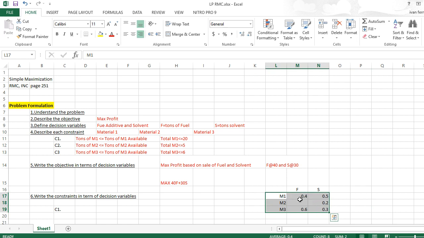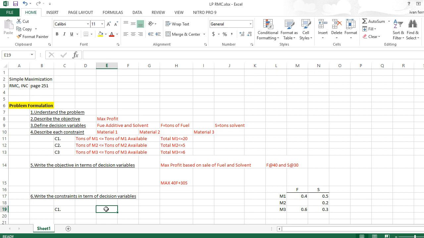So you're going to write these constraints in terms of your variables in a mathematical way. So this is how you do it.